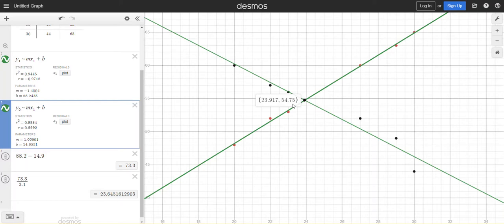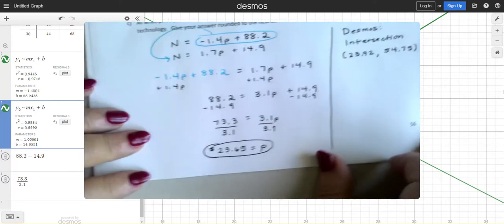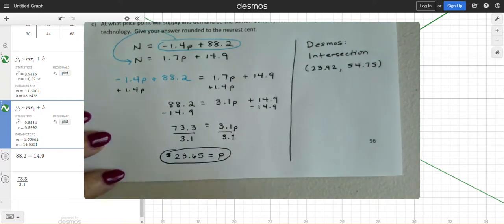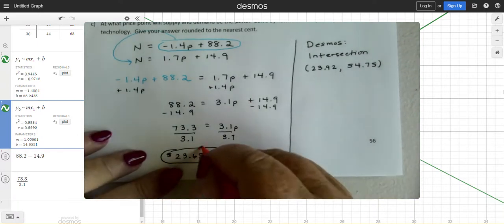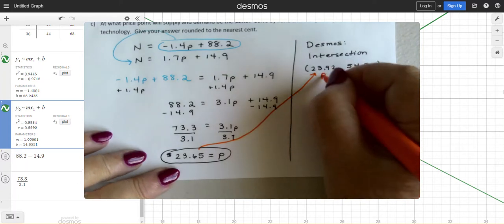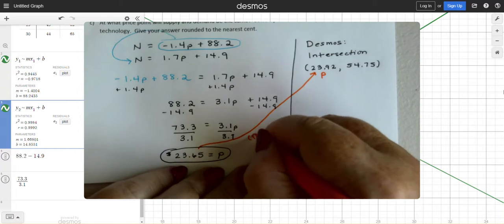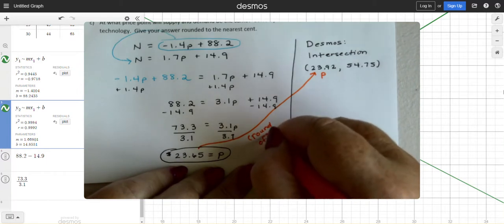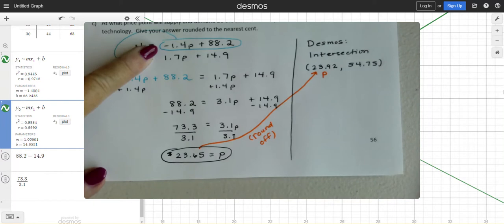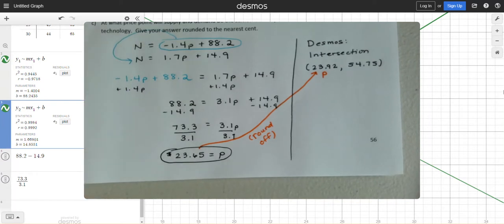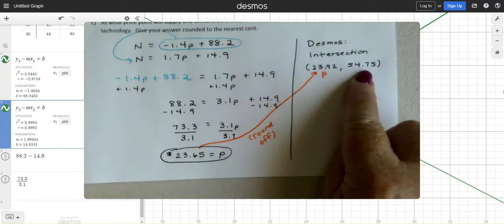It is 23.92, comma, 54.75. All right, first of all, the input, the p-value, is pretty close to what we got by hand. The only reason it's just a little bit different is because of round off. Right, we rounded all of our values to one decimal place here, so that's why. But what is this number? Right, we didn't come up with that one. We could have if we wanted to, but we didn't.